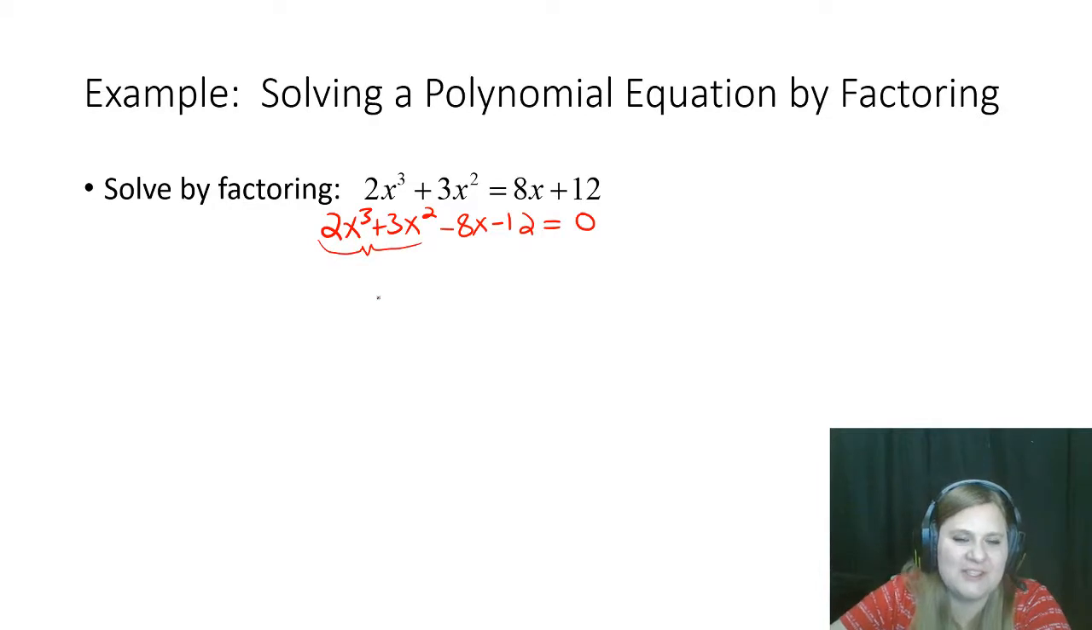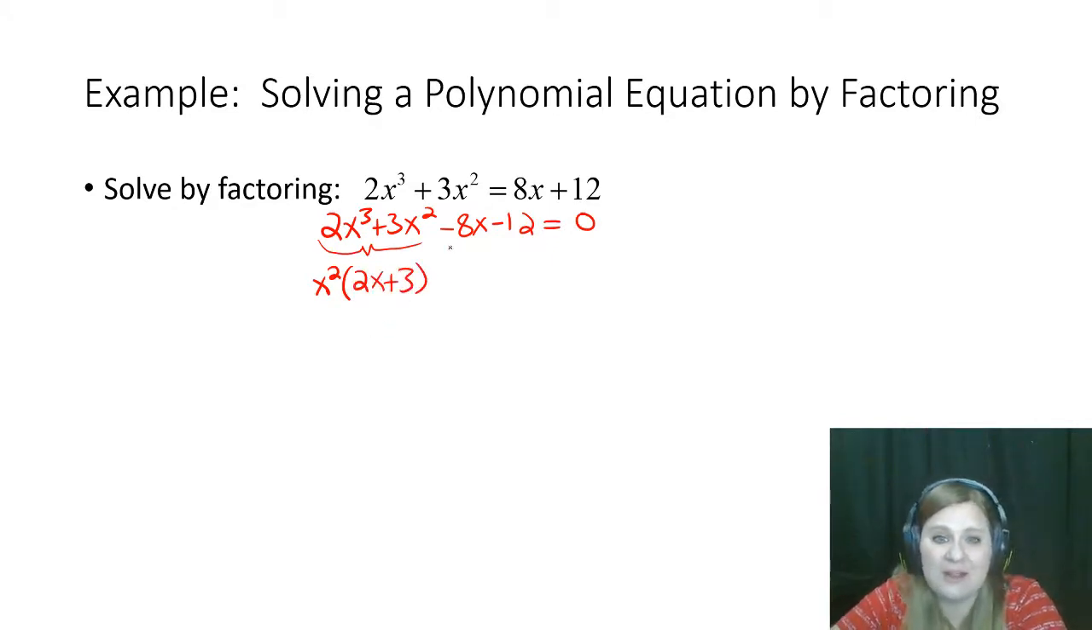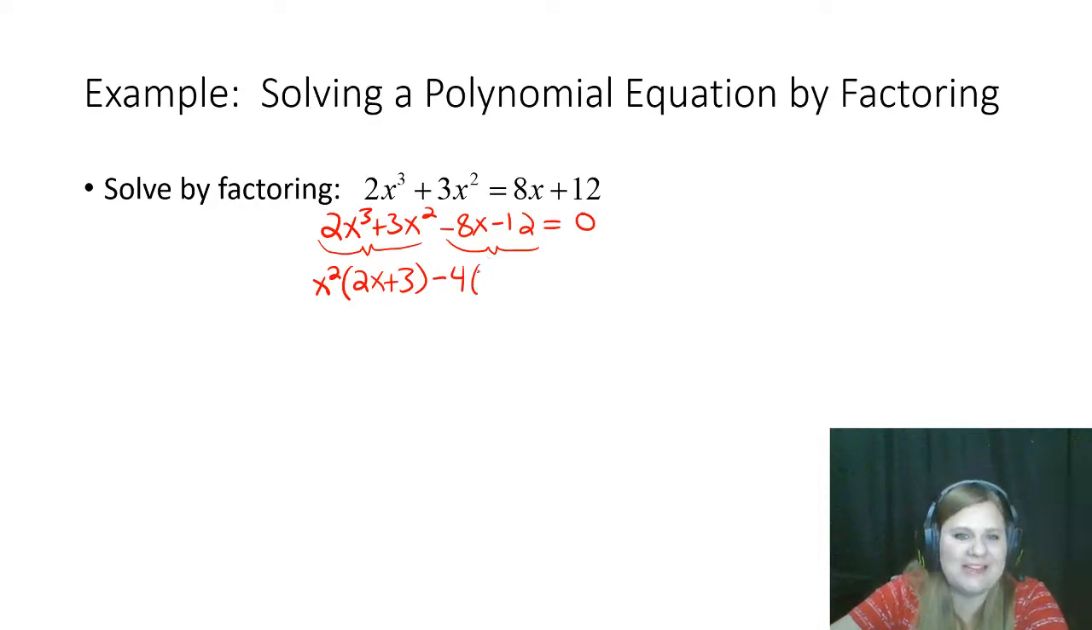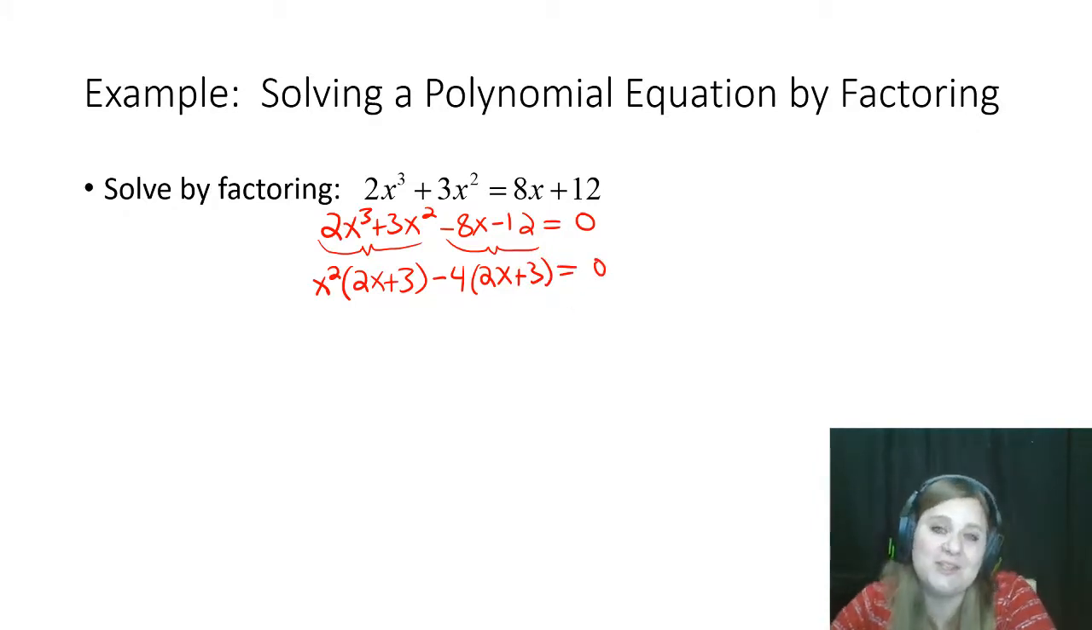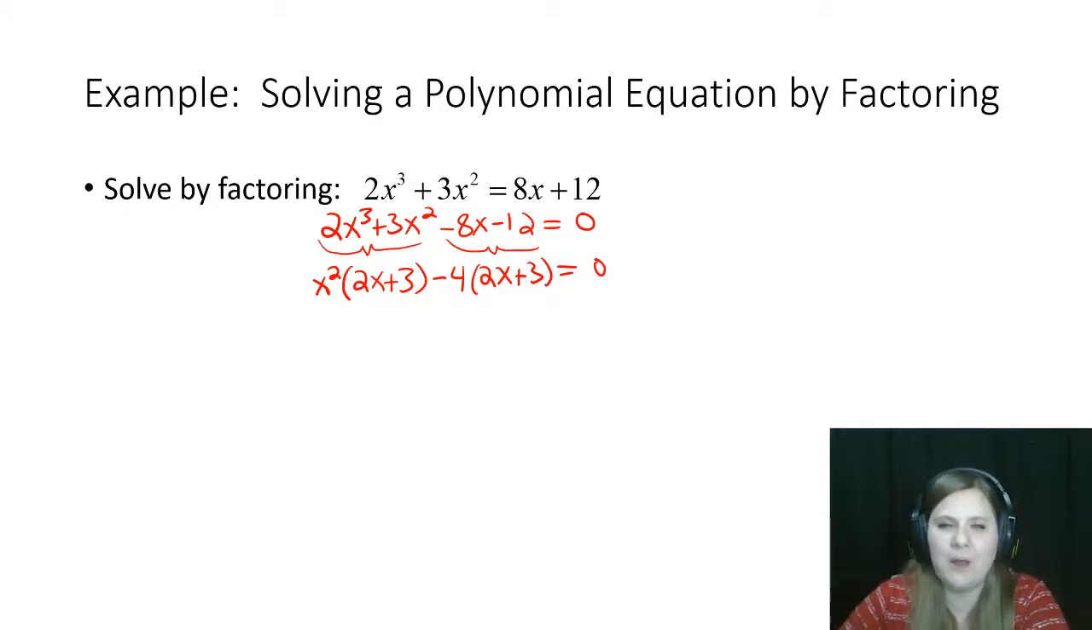So I'm going to look at these first two, and I'm going to say, okay, I can pull an x squared out of both of those. And when I do that, I'm left with 2x plus 3. Now I look at my next two, and I say, all right, I'm going to pull out a negative 4 from both of those, and that also leaves me with 2x plus 3. And that's our hint that we've done it correctly, that the two sets of parentheses match. Because now I want to pull out the parentheses from both. So I'm going to pull 2x plus 3 out from both terms, and that leaves me with x squared minus 4.